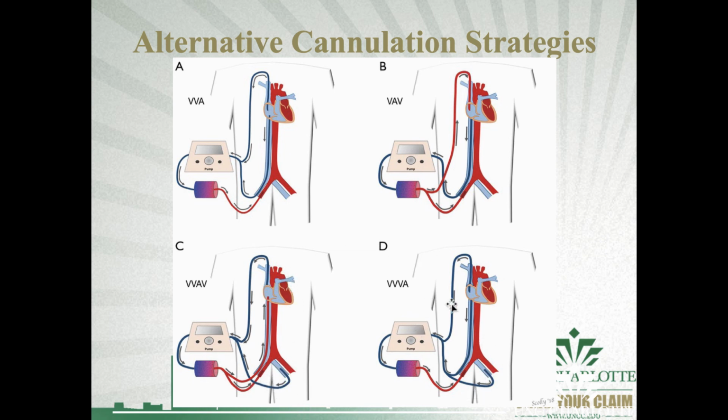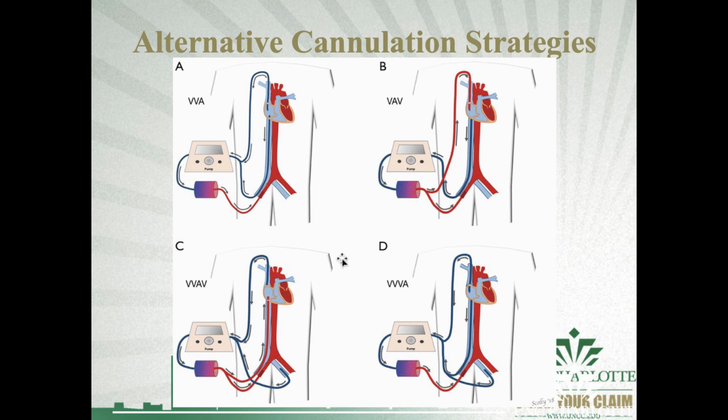And we have VVVA. VVVA is exactly what it seems. We're pulling from all these venous cannulae. So we're pulling from our IJ, we're pulling from our SVC, IVC, and we're also pulling from our fem veins, and we're returning all of this blood to our systemic circulation. So this could be someone who needs a lot of flow.